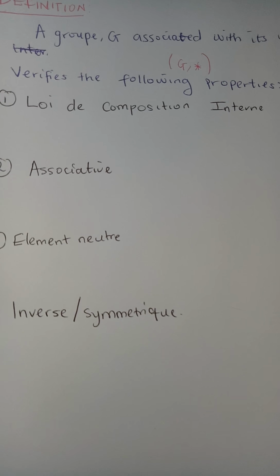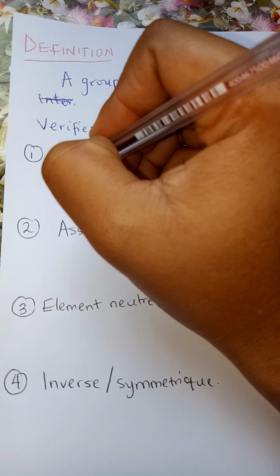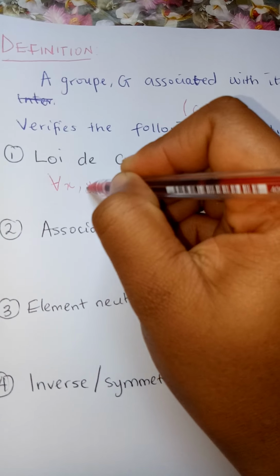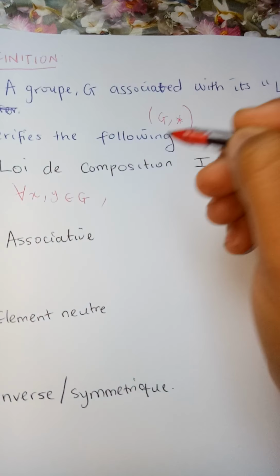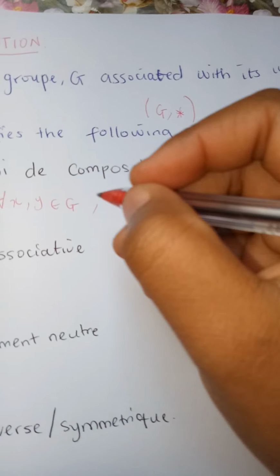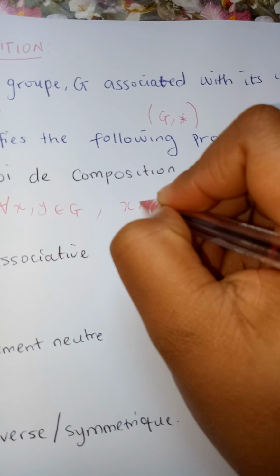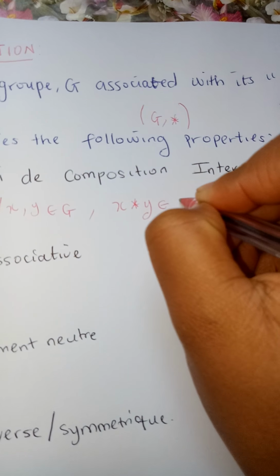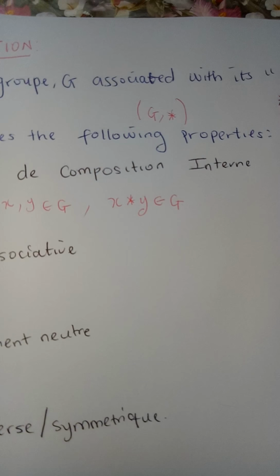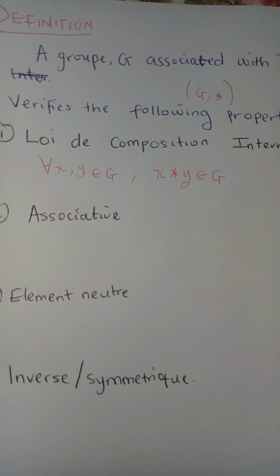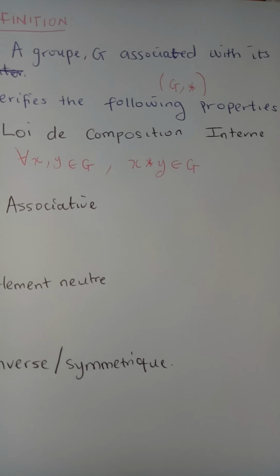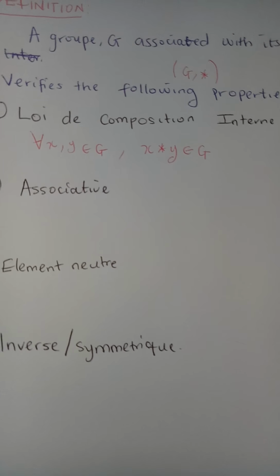So this is what we have. For every X, Y in G, when we associate it with the loi étoile, which we have here, X étoile Y must remain in G. If you find out that it doesn't remain in the set, then it doesn't possess loi de composition interne.